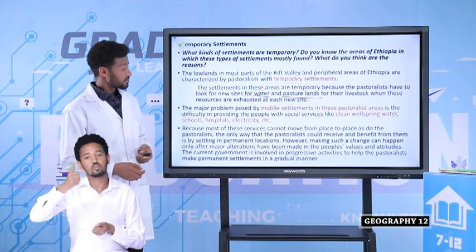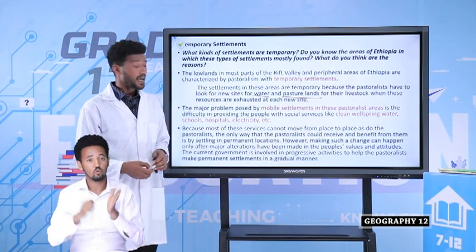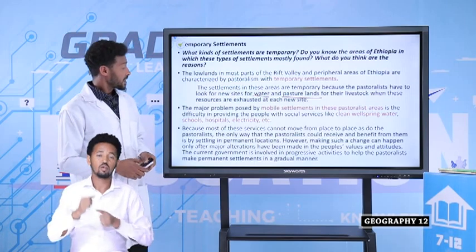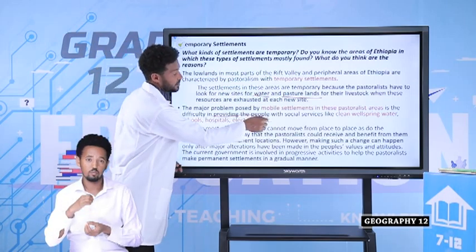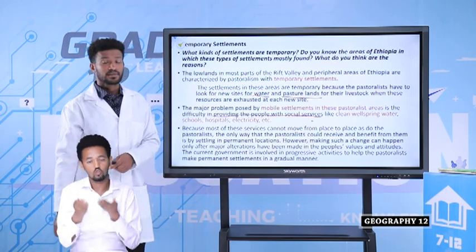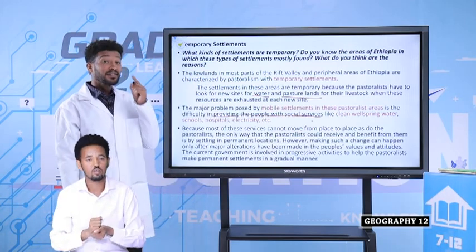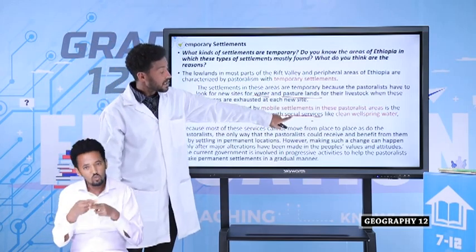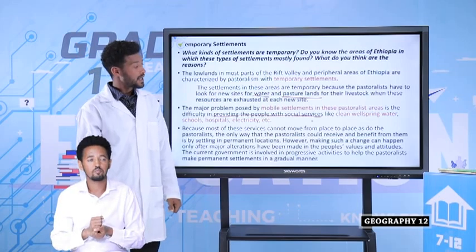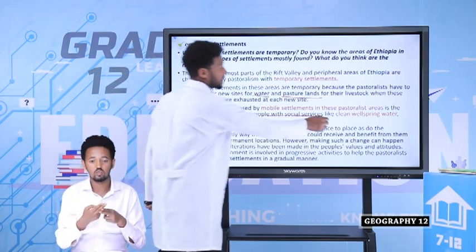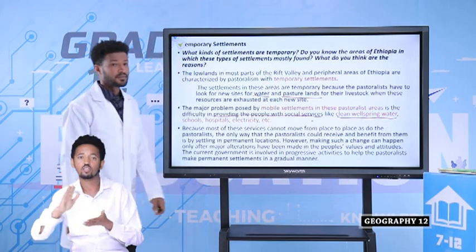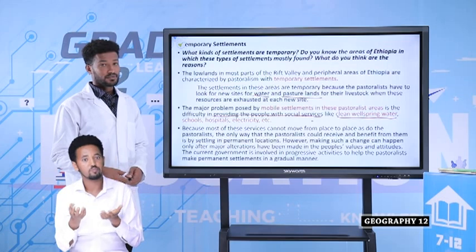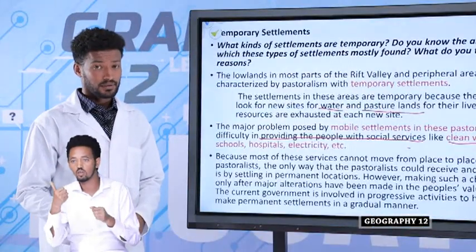The major problem posed by this mobile or temporary settlement in this pastoralist area in Ethiopia is difficulty in providing the people with social services. That means they are changing their home due to the shortage of these social services. Another one is shortage of clean water. They move in order to seek water for themselves and for their livestock.